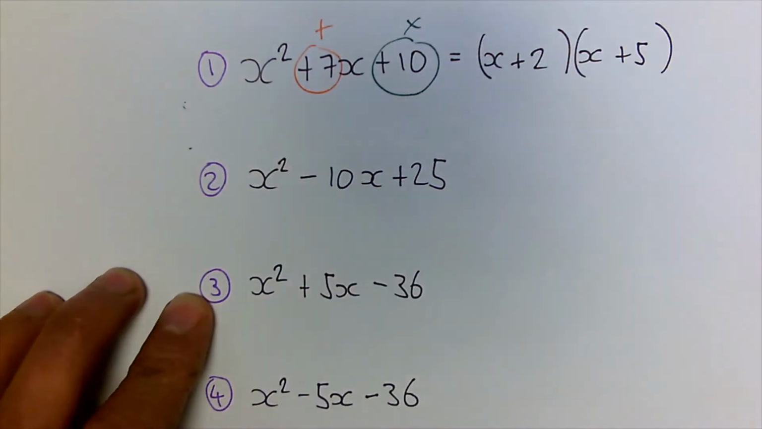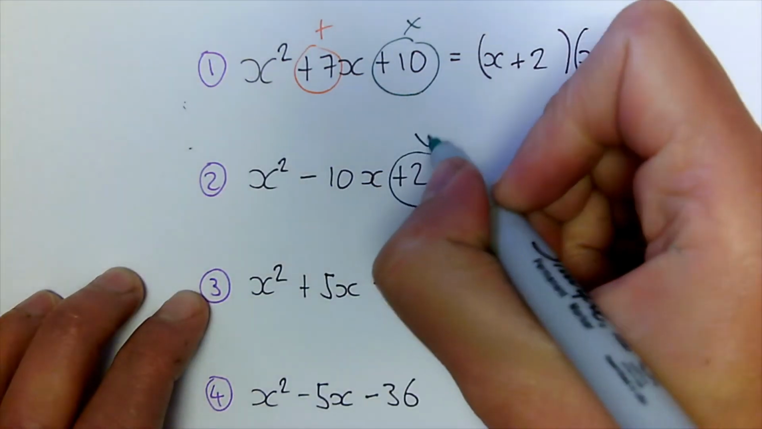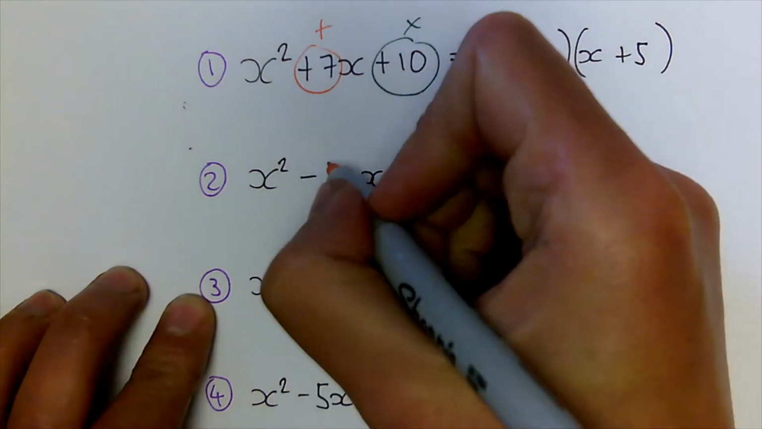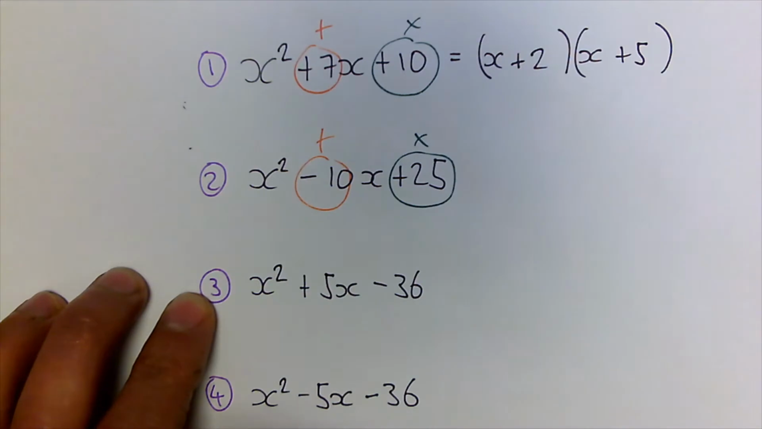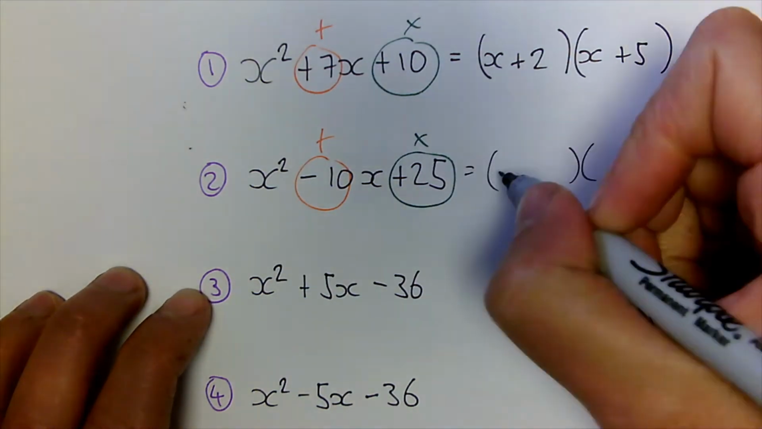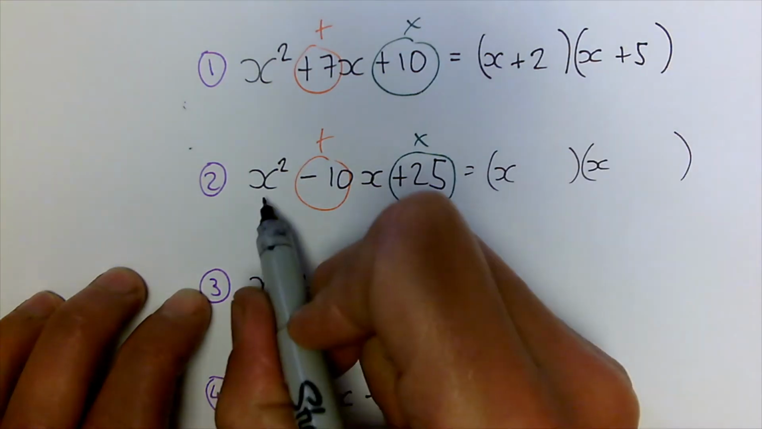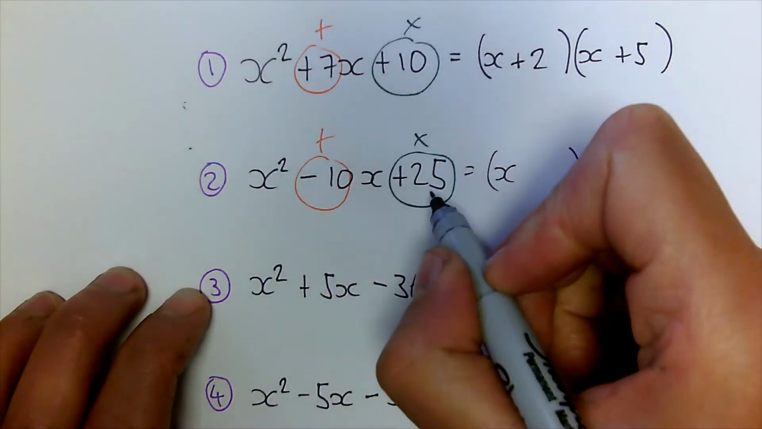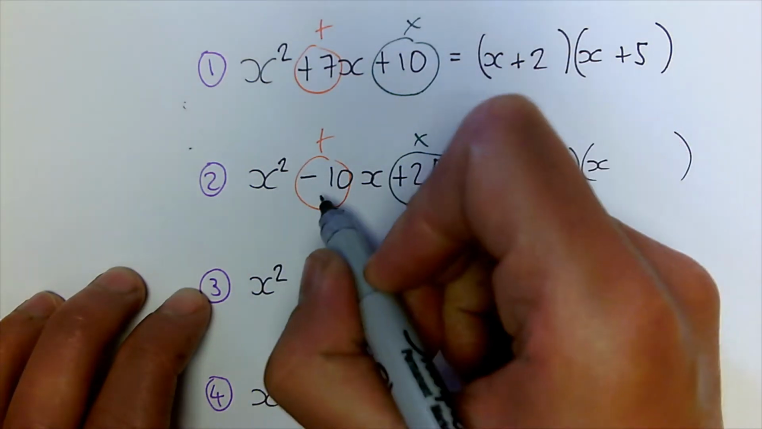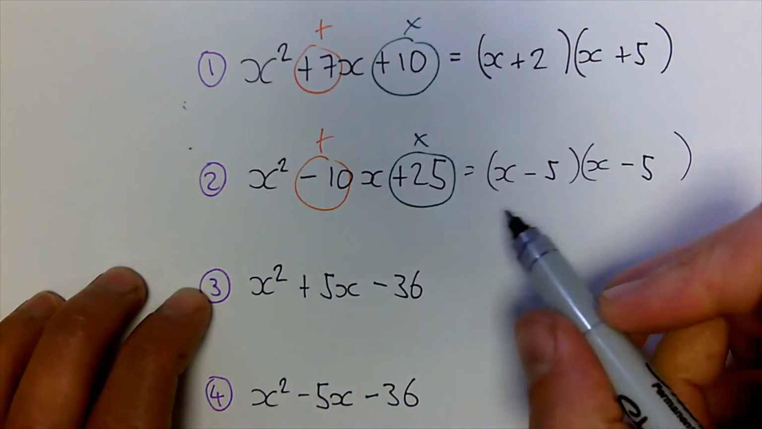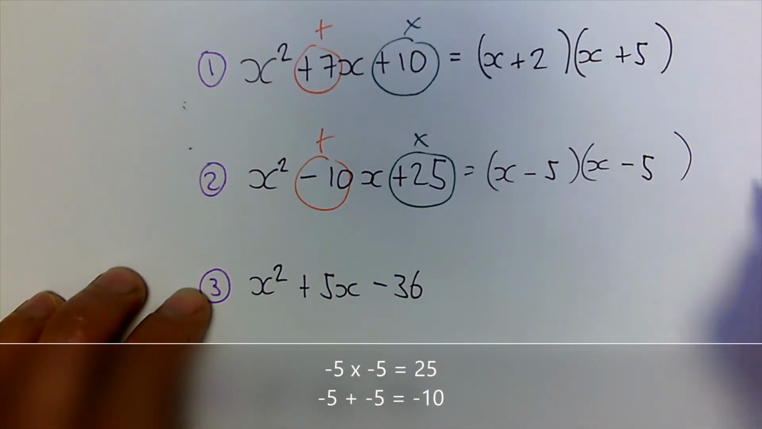Same again, this second one. 2 numbers that multiply to get positive 25, but when you add them you get minus 10. So we can write our double bracket straight away, an x there and an x there, because the product of x and x is x squared. And 2 numbers that multiply to 25 but add to minus 10 are minus 5 and minus 5. And we could actually express this as the square of x minus 5.